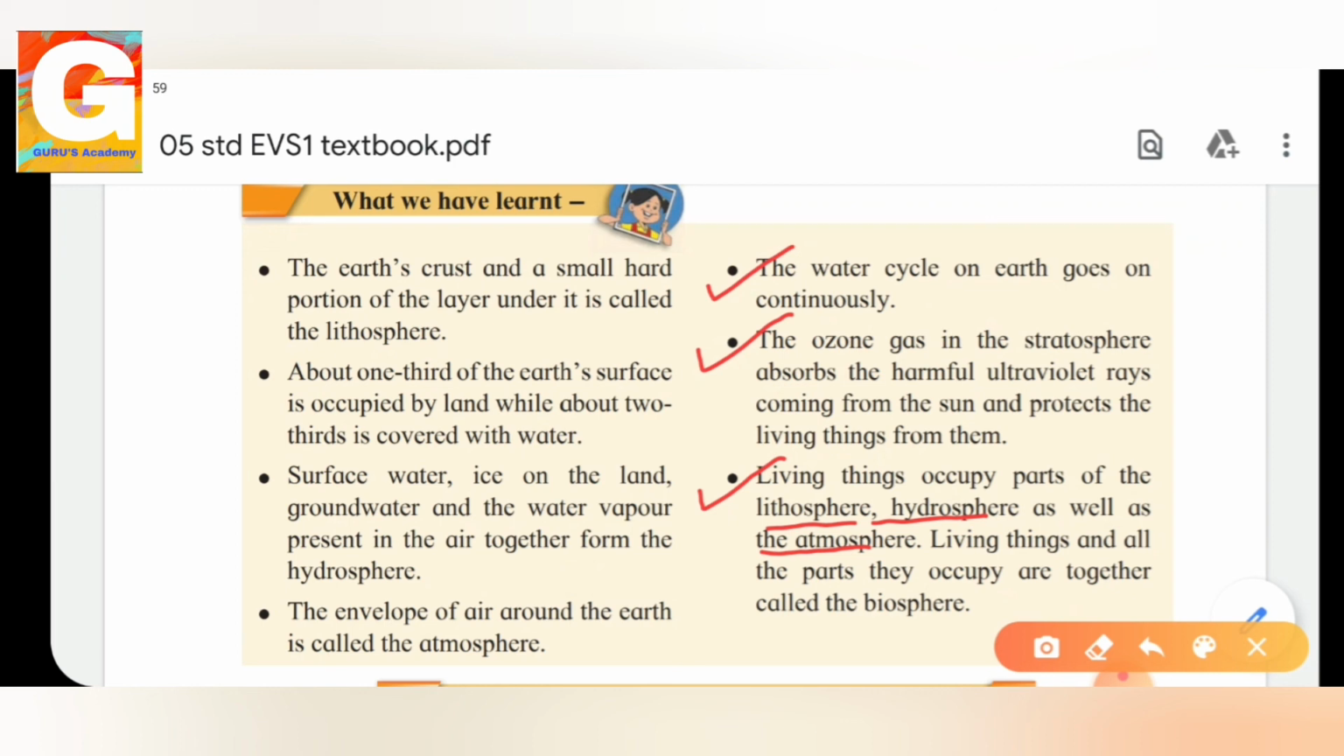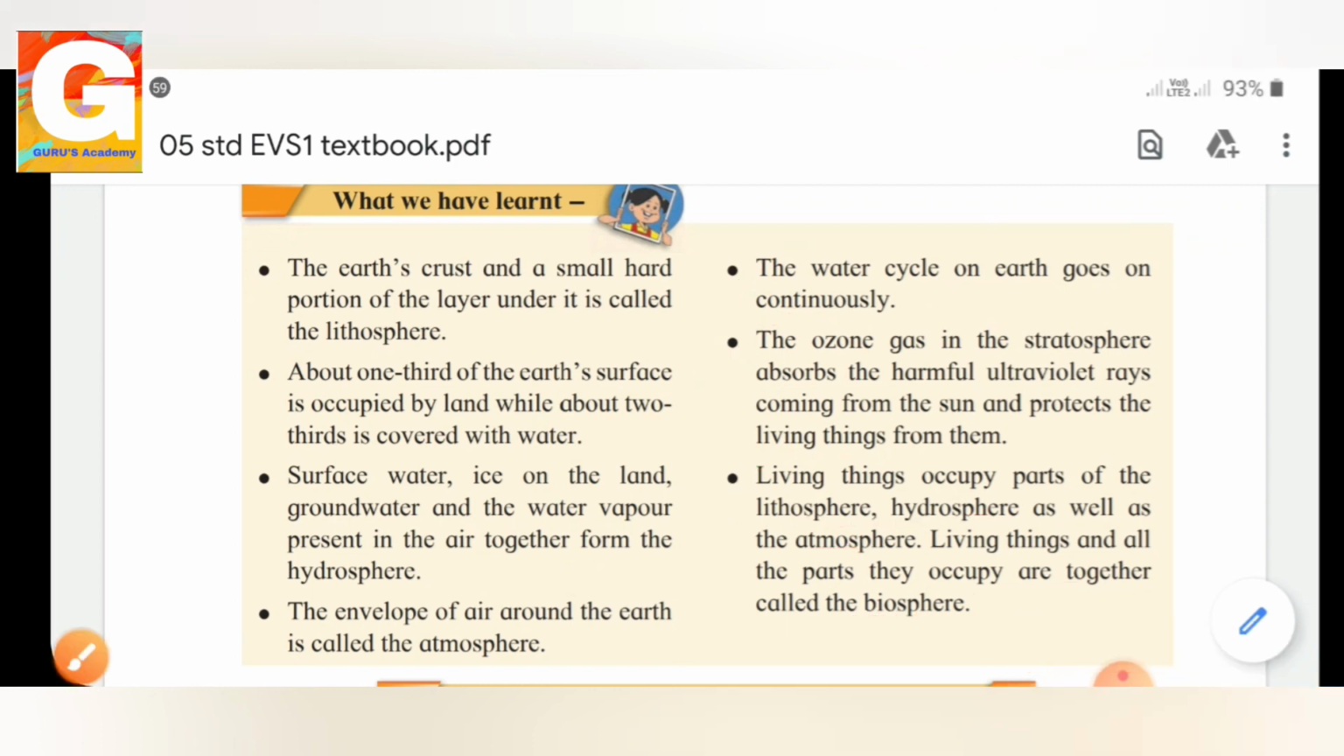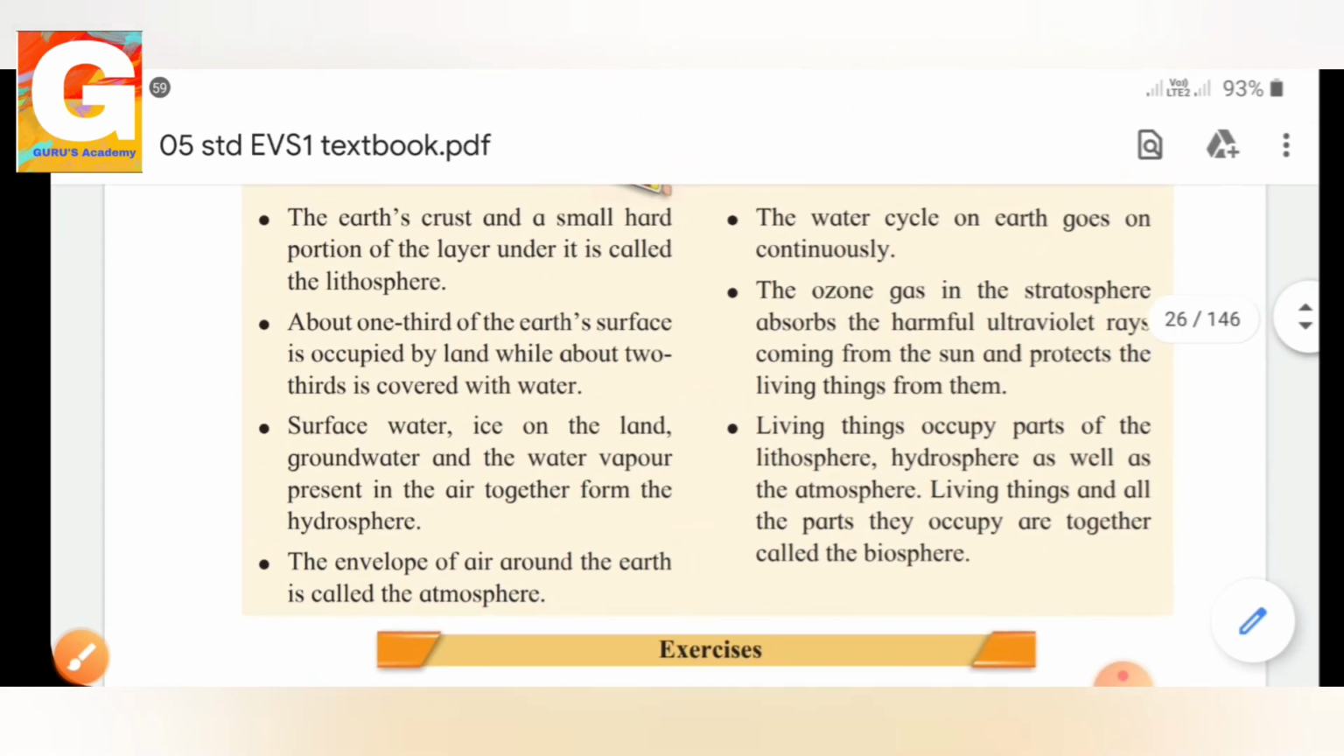Living things and all the parts they occupy together are called the biosphere. Yes, you can get the question, what is the biosphere? What would be the answer? Living things and all the parts they occupy are together called the biosphere.